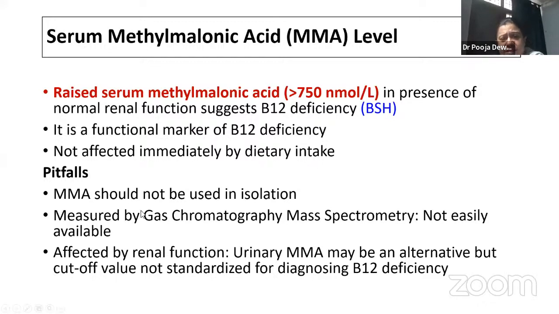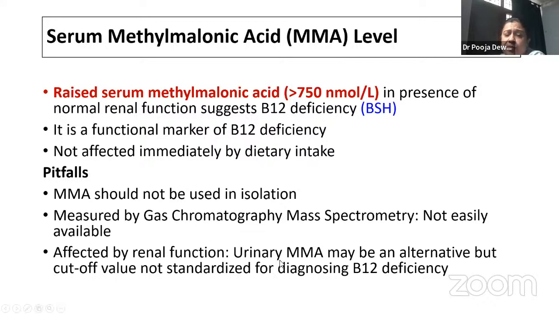Like homocysteine, this test has certain difficulties in analysis. Although for homocysteine the assay is relatively easy because it is ELISA-based, here it is by gas chromatography and mass spectrometry, which is not available in all labs. So getting the test done can sometimes be a challenge. And it is also affected by renal function.